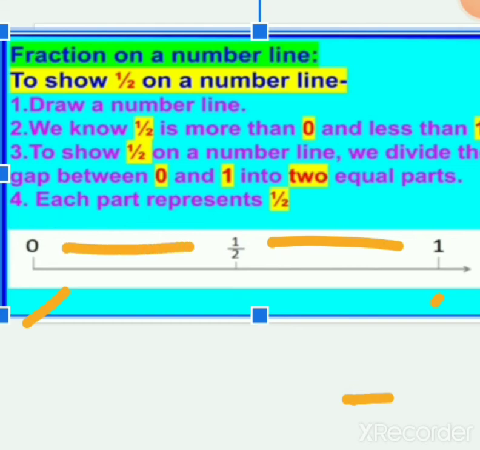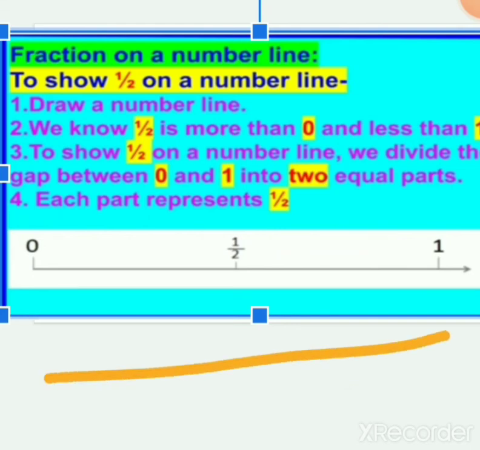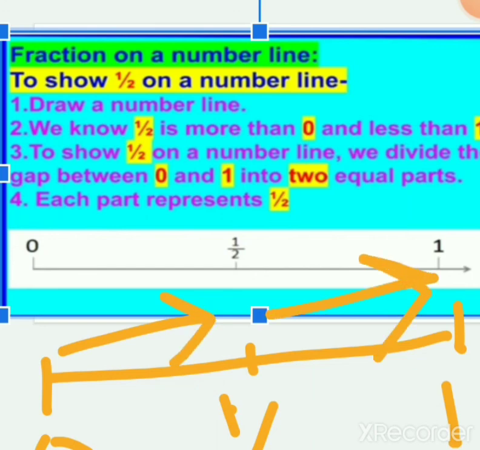So to show half on a number line, we divide the gap between 0 and 1 into 2 equal parts, and each part represents half. Yes, it is very easy. Take 0 here and 1 here. It means half will come in the middle of both of them. So it will come here. It will be the half. It means it is equal from this distance and equal from this distance too.